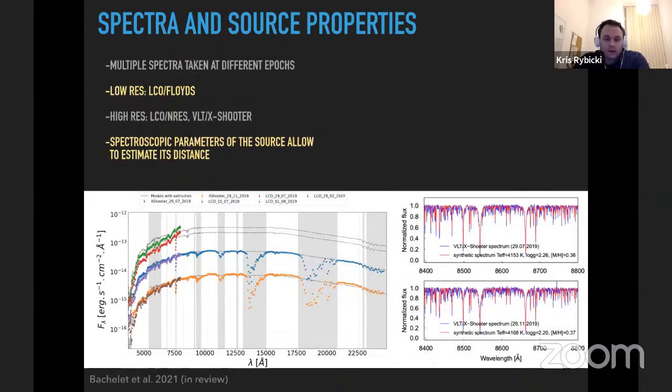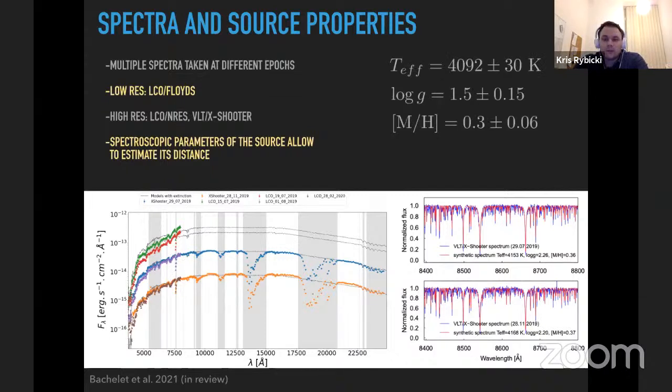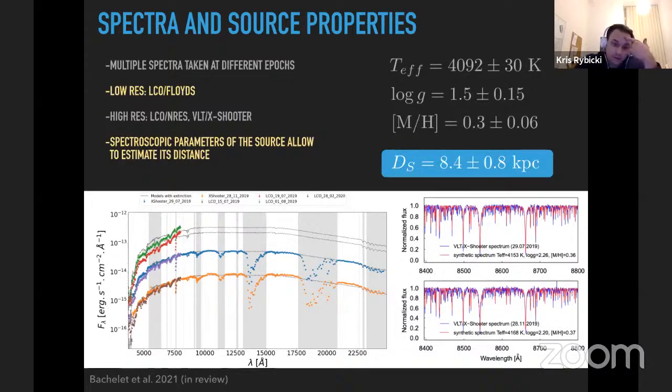spectrographs. And thanks to some modeling, we were able to derive the basic parameters like temperature, metallicity, and surface gravity of the source. And along with the measuring of extinction, we were able to derive the distance to the source of approximately 8.4 kiloparsecs. But let me just remind you that this is a disk event, so this is not toward the bulge. So this distance is just coincidentally close to the distance to the bulge.